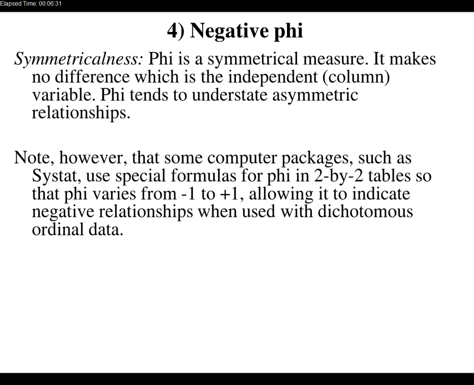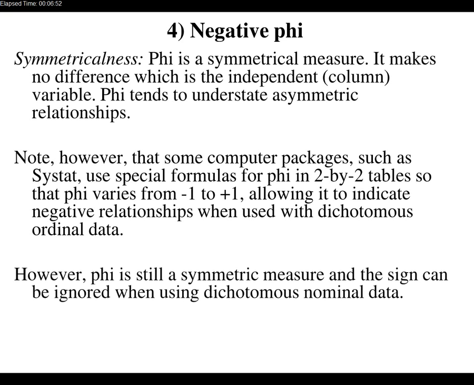So note, however, that some computer packages, such as Stata, Systat, and others other than SPSS, use a special formula for phi in 2x2 tables, so that phi varies from -1 to +1, allowing it to indicate a negative relationship, okay, when you're using a dichotomous ordinal variable. However, phi is still a symmetric measure, and the sign can always be ignored when using dichotomous nominal data.